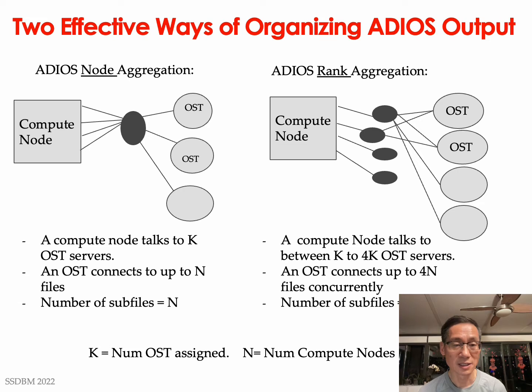If we use n compute nodes, the node aggregation produces one subfile from each compute node, while the rank aggregation refers to the fact that each MPI rank produces its own subfile. And since we use 4n ranks altogether, it will produce 4n subfiles from this option.